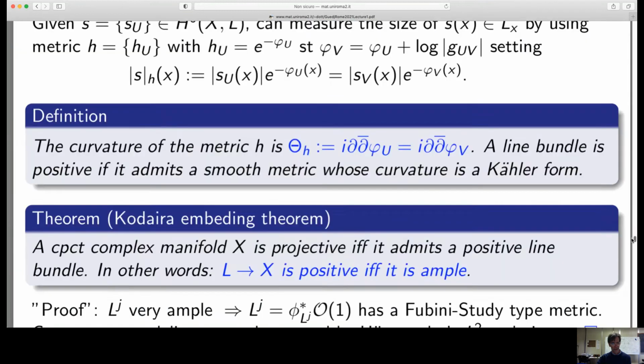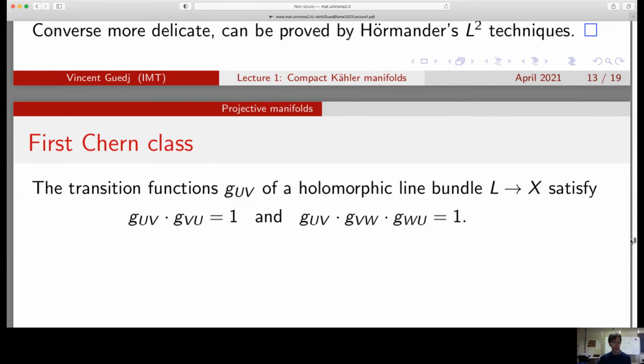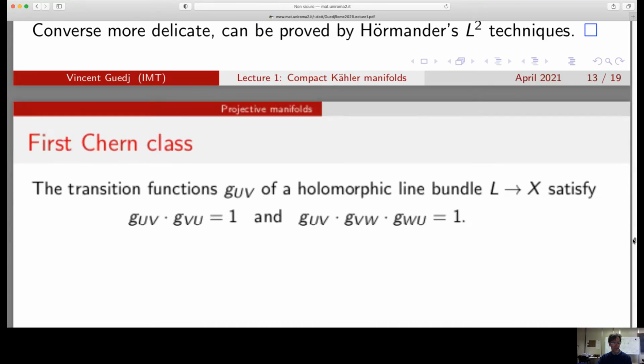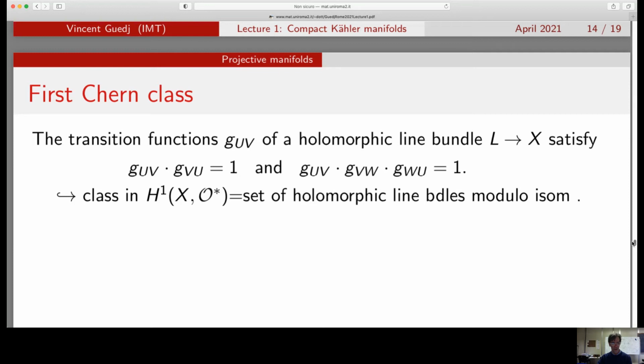Okay. Now we want to define another important object, which is the first Chern class. If you look at the transition functions of a line bundle, they satisfy the so-called cocycle condition, that is g_UV times g_VU is 1, and g_UV g_VW g_WU is 1. Therefore, they define a cocycle in Čech cohomology, and since these are nowhere zero holomorphic functions, this is the Čech cohomology of the sheaf of nowhere zero holomorphic functions. So they define an element in H^1(X, O*), which can be identified with the set of holomorphic line bundles modulo isomorphism, or as we said before, with the Picard group of X.